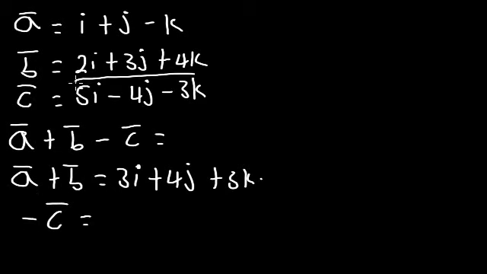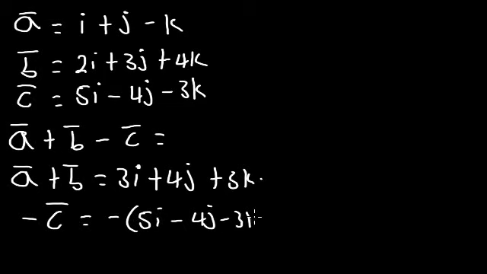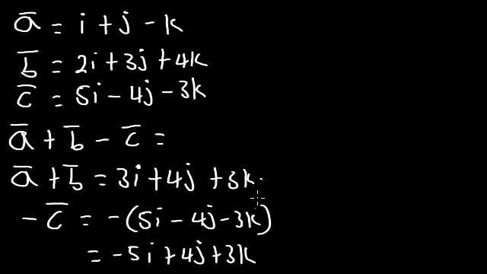Negative c is as if we are multiplying negative by the whole vector c. So let me try to put that within a parenthesis. So that will be negative 4j, negative 3k, and that will be negative 5i, positive 4j, positive 3k. And now we can add this to this.